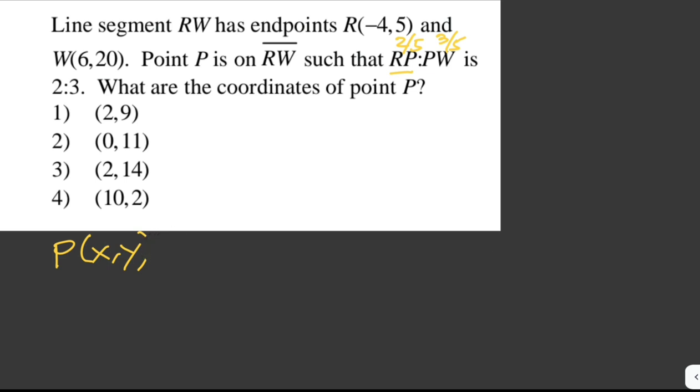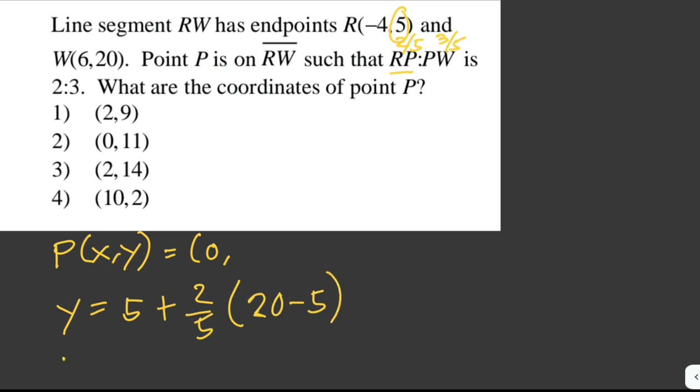Okay, so this is 0. So the y coordinate is just the value of y, 5 plus 2/5 of the difference between the y coordinates of the 2 points, 20 minus 5. So this is just equal to 5 plus 2/5 times 15. And 15 is divisible by 5, so this is just 3.